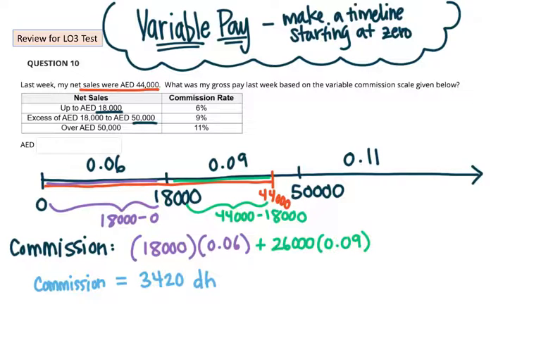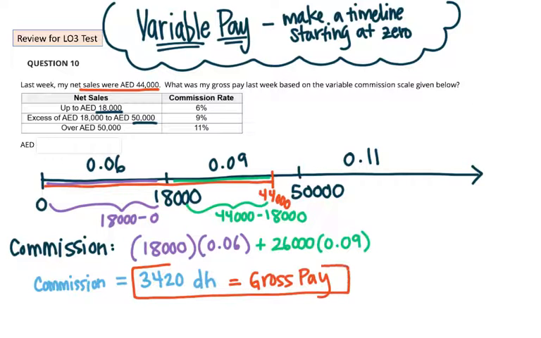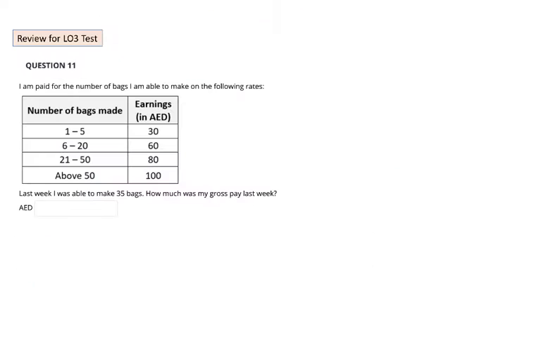Now, it's asking for gross pay. We just calculated commission, but in this case, there's no salary, there's no draw. So in this case, the commission is, in fact, the same as the gross pay because they didn't tell us anything about salary and they didn't tell us anything about draw.